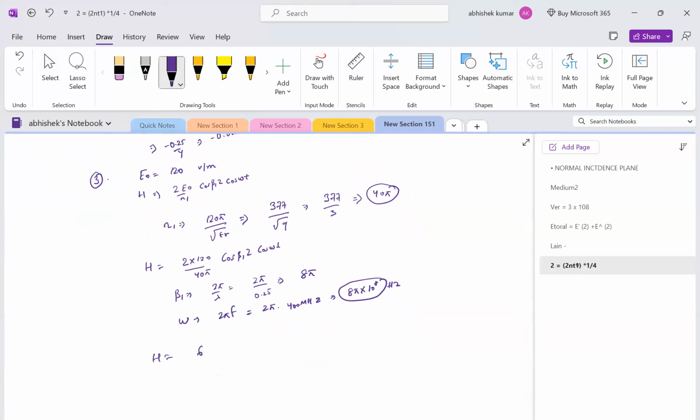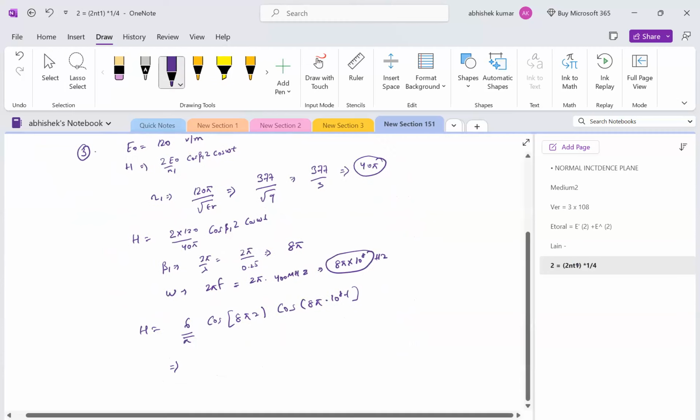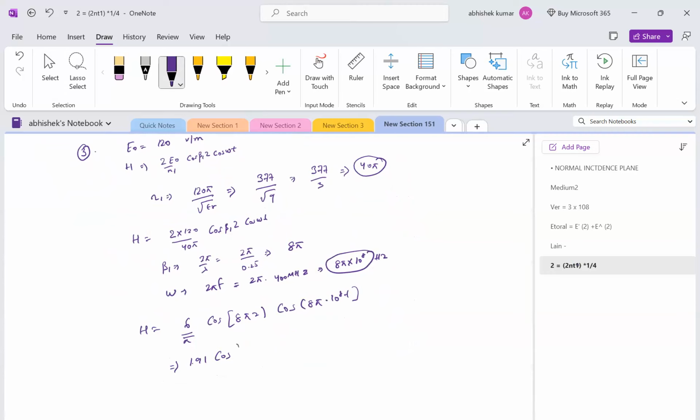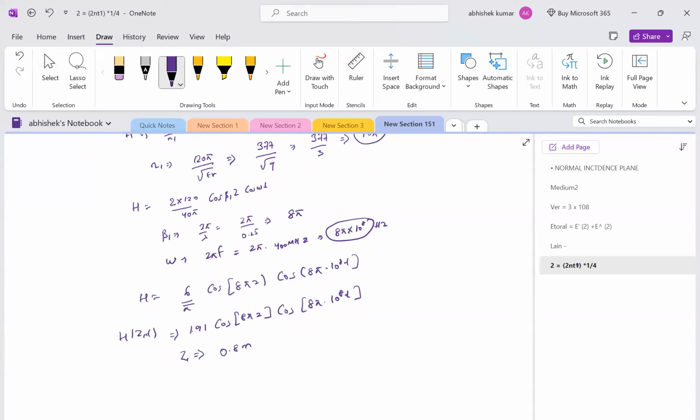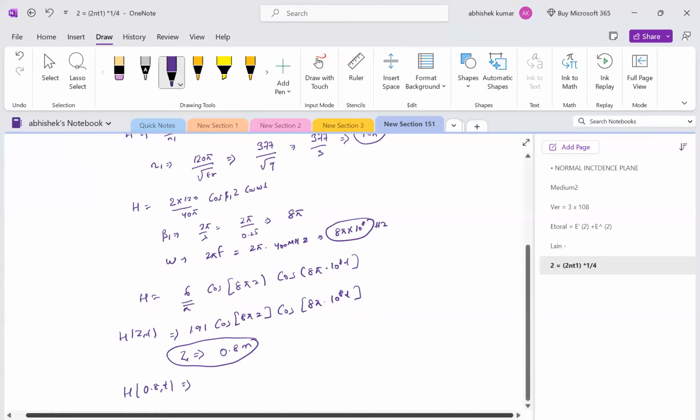So H is 6 by pi, right? If you calculate it, cos beta z is cos 8 pi z, and cos omega t is cos 8 pi into 10 raised to 8 t. Six by pi is 1.91. So 1.91 cos 8 pi z cos 8 pi into 10 raised to 8 t. Now z equal to 0.8 meter, so put that value.